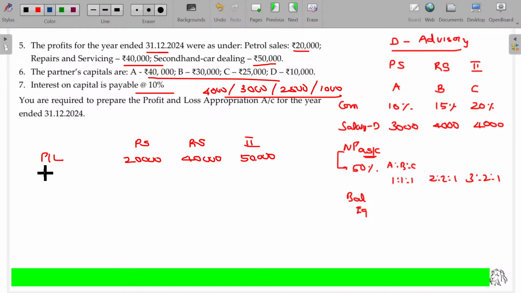I am going to appropriate this one for commission, 10% of the concerned department's profit. Commission for A, for B, for C. A gets 10% commission from his department, 2,000. B gets 15% from the RS department, 15% on 40, that is 6,000. C gets 20% on his department profit, 10,000.